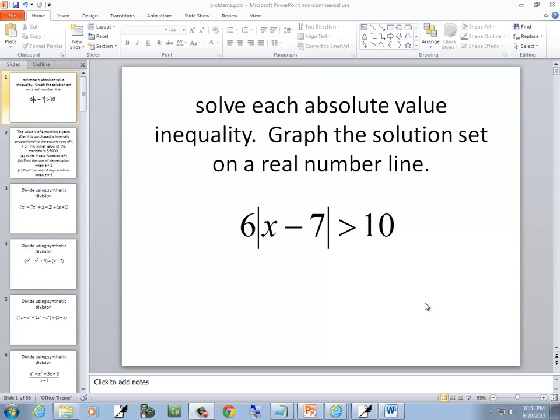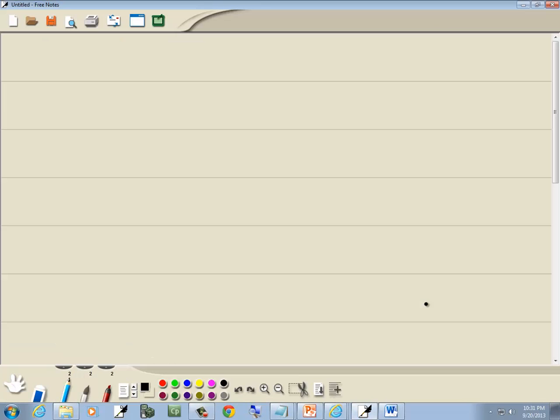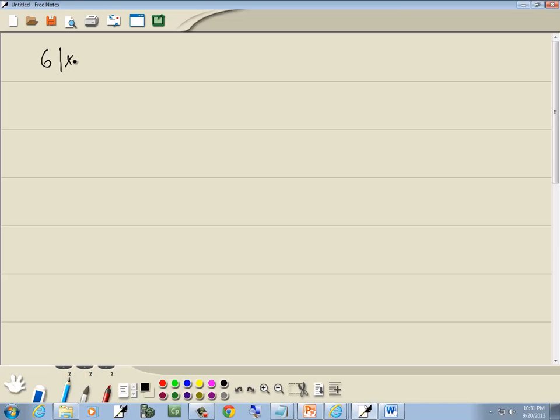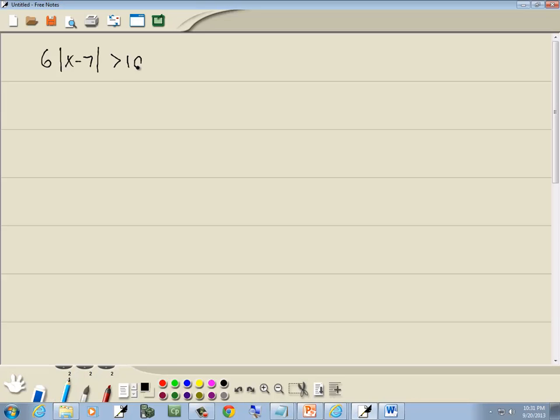In this problem, we want to solve each absolute value inequality and graph the solution set on a real number line. So we got 6 times the absolute value of x minus 7 is greater than 10. Now we have to have the absolute value by itself on the left side, and we have a 6 in front of it. So we're going to divide both sides by 6 to get rid of that.